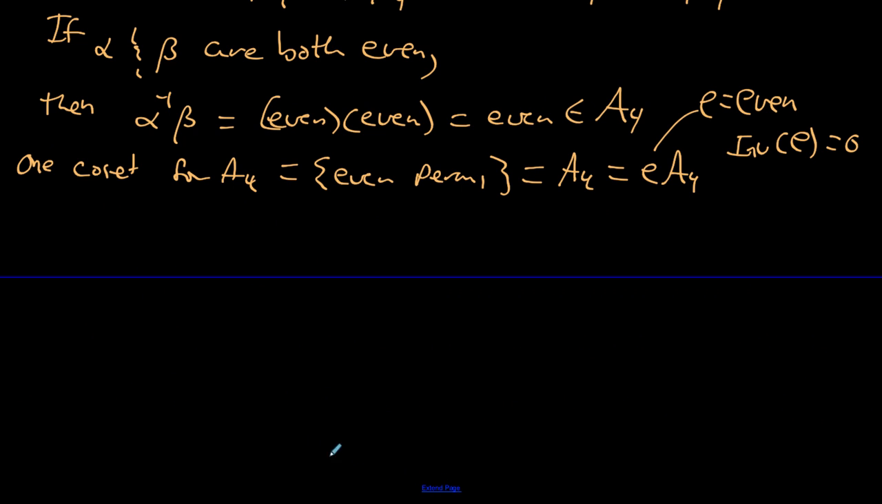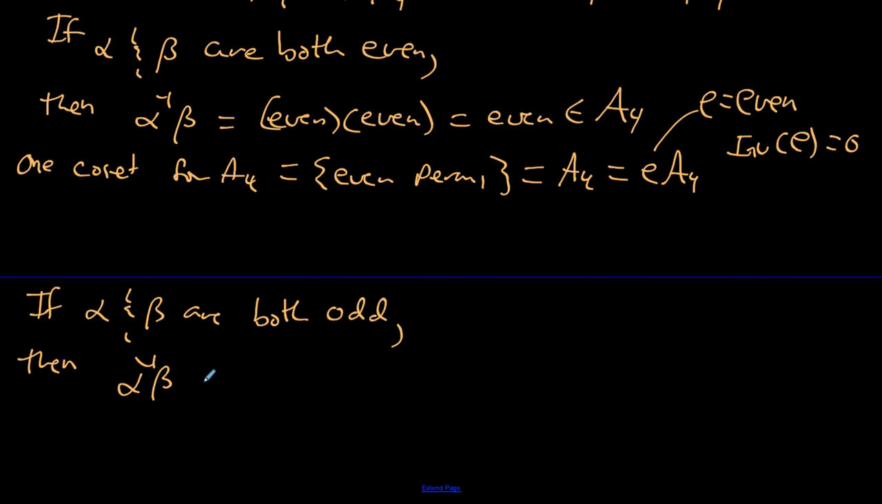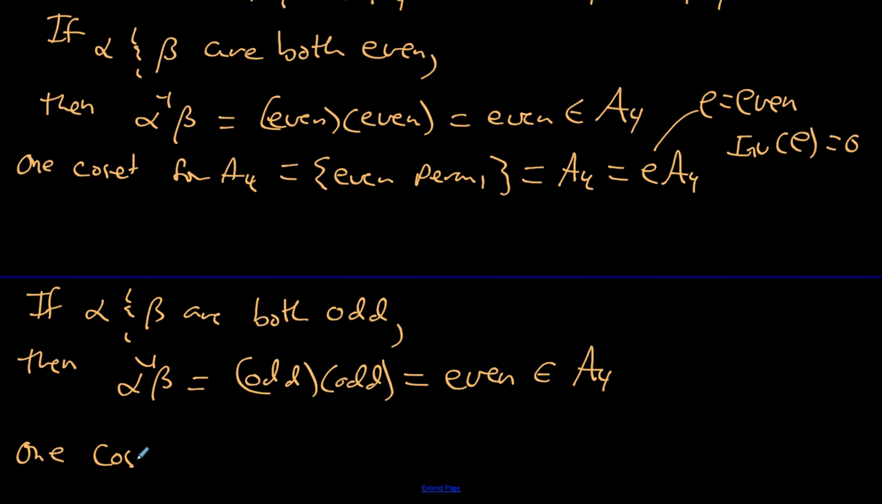Well, let's see. The other case is if alpha and beta are both odd permutations, then when we look at alpha inverse times beta, that's going to be an odd permutation times an odd permutation. And an odd permutation times an odd permutation is an even permutation. And so alpha inverse times beta is indeed inside A4. What this means is that we get one coset for A4 consisting of all of the odd permutations.